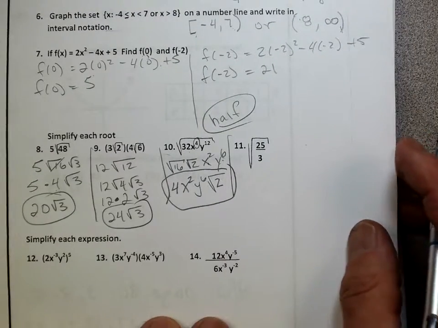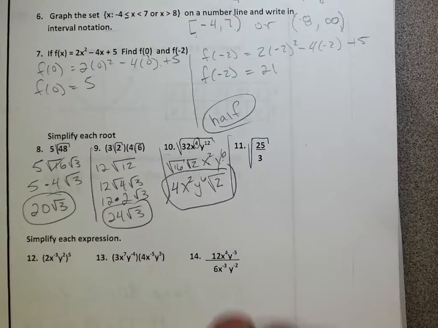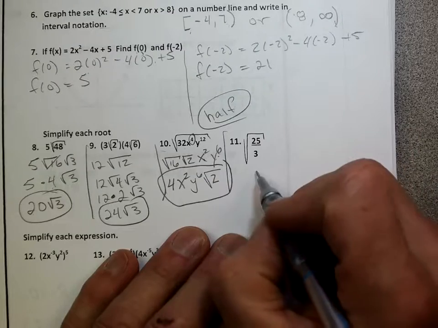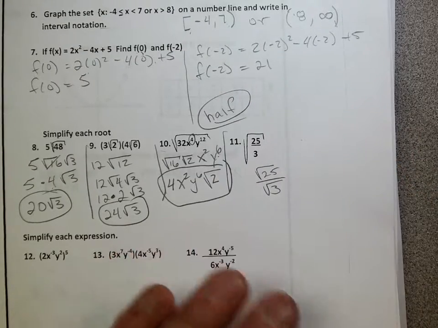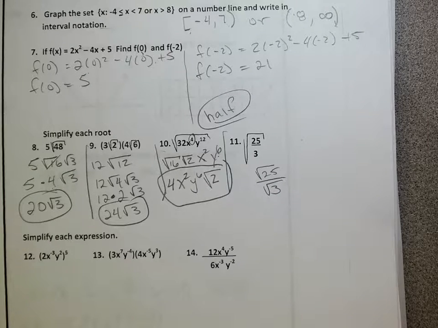Okay, 11. So whenever I see a fraction with square roots, I just write it as two separate fractions. I'll just simply write it as the square root of 25 times the square root of 3. I'll just break it up. Square root fraction, square root fraction. I'll just write it as two separate parts.